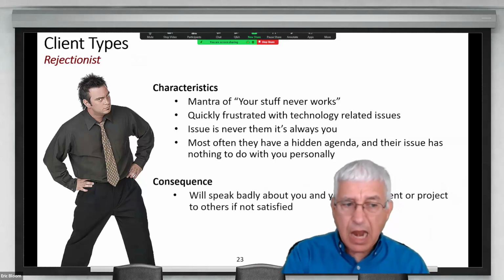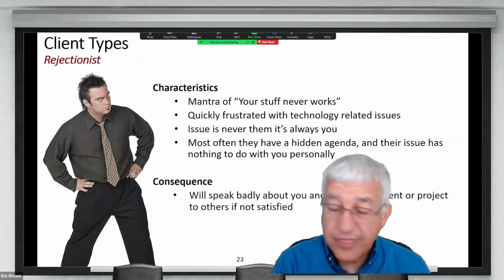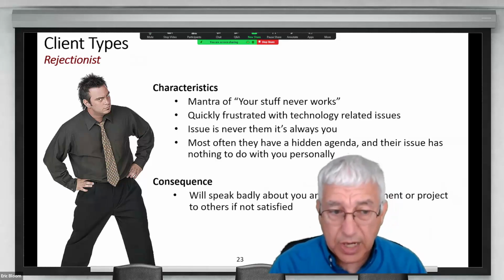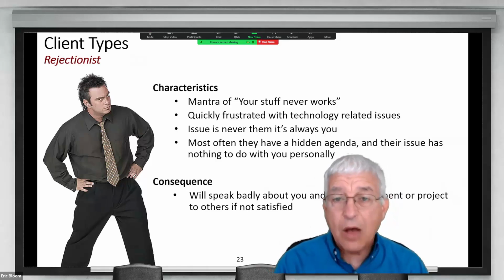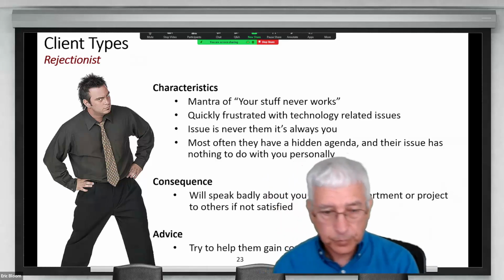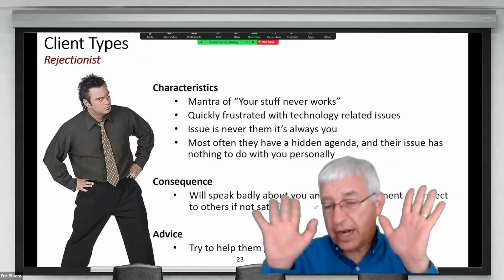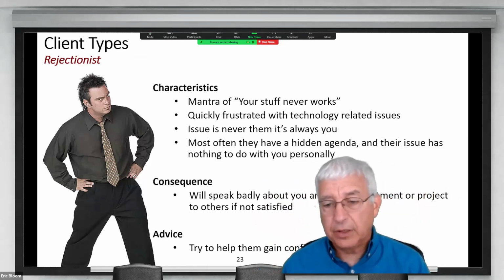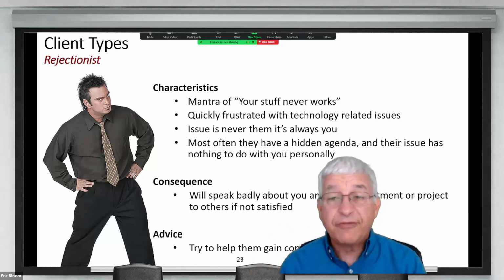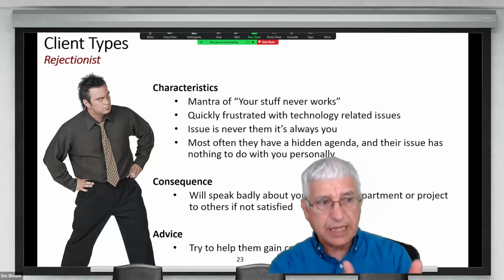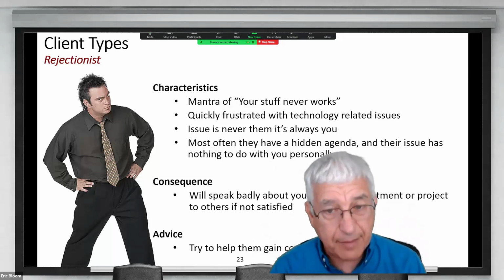The next one is the rejectionist. What these people are is, no matter what IT does, they'll never support it. They'll never like it. Where these types of people come in, the advice is just do whatever you can to make them feel a little better, or at least find a way that they can't complain about you. Like, look at this guy. Does he look like he is ever going to be happy with what we're doing?